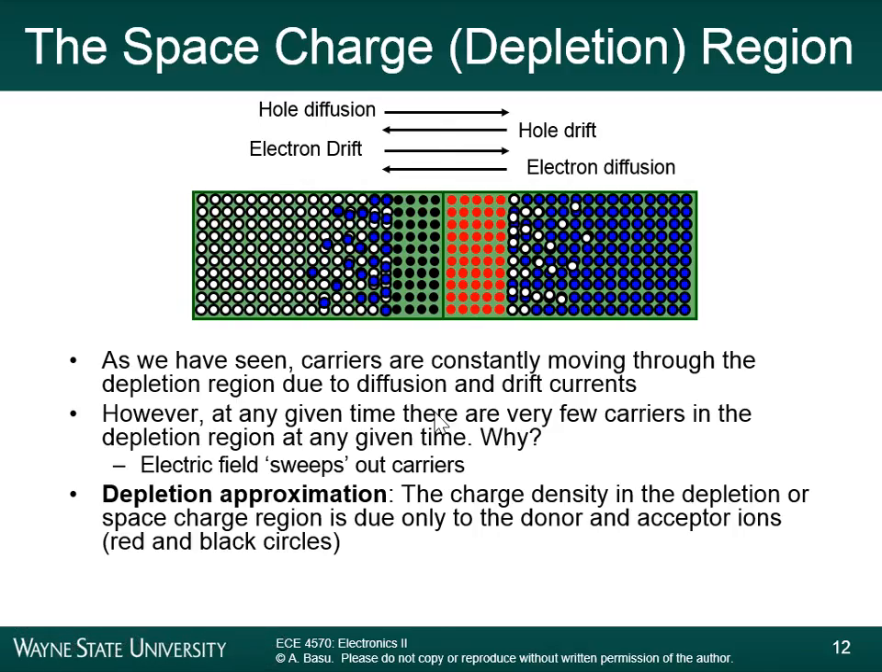So there will be fewer holes and fewer free electrons. That's correct, just in this region here. That's why this is called the depletion region. The reason it is called the depletion region is because this region is going to be free of carriers. There are not going to be any holes in this region, and there are not going to be electrons in this region. So this region is depleted of carriers. That's what the depletion approximation says.